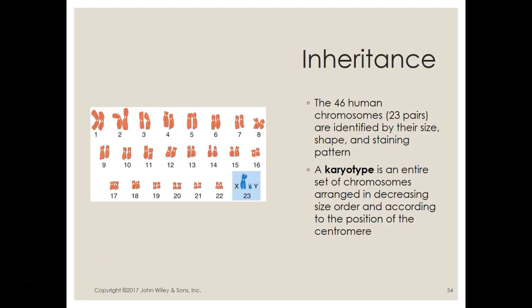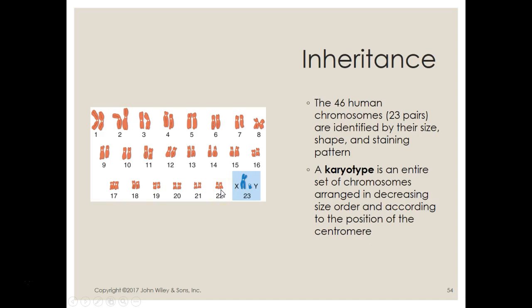When you look at human chromosomes under a microscope, you see that there are 46, which is 23 pairs, and they're all very different from each other, so they're identified by their size, their shape, and their staining pattern. A karyotype is the entire set of chromosomes arranged in decreasing order. So number one, your two number ones are the largest, and then getting smaller and smaller, all the way down to pair number 22, which are the smallest.